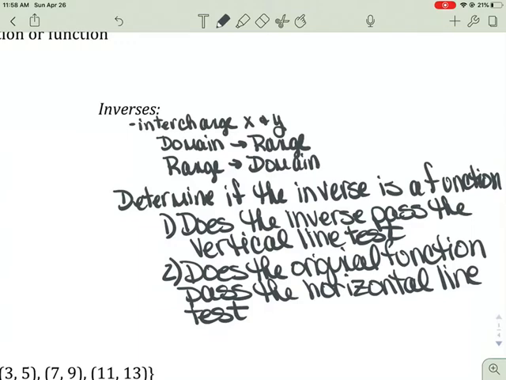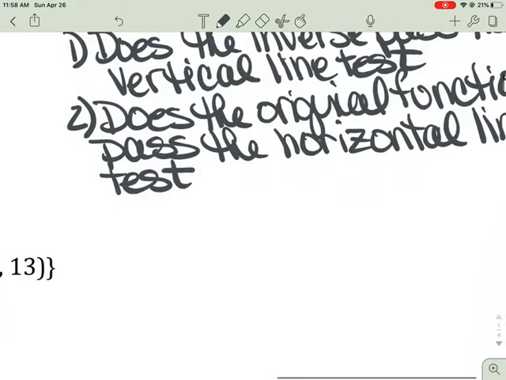Now, what exactly do I mean by that? It is the same rules as the vertical line test. We're going to draw a horizontal line through the original function. If it hits it once, the inverse is a function. If it hits it more than once, the inverse is not a function.